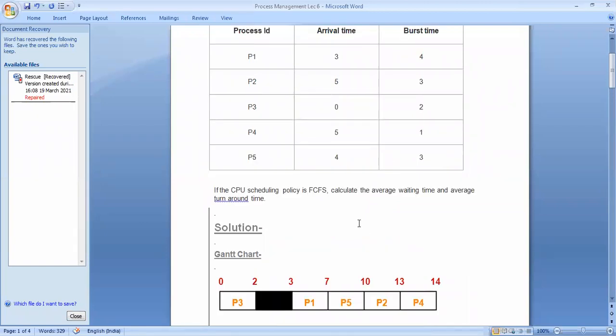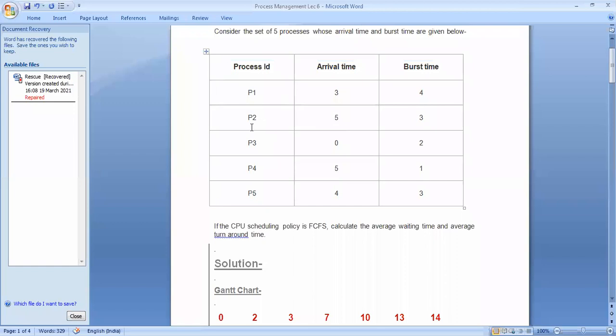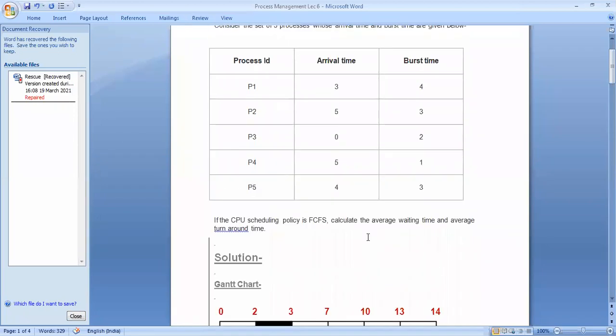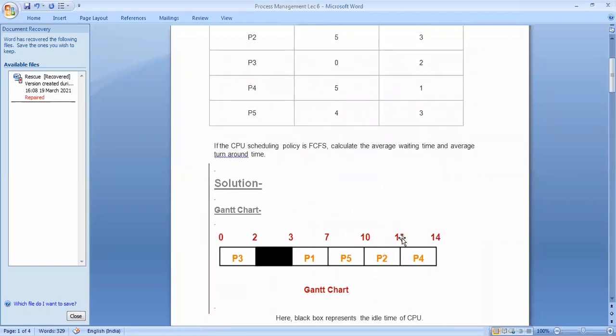Now again we'll check. In this time, two processes are ready. That means after 5 milliseconds, the P2 process is also ready, and the P4 process is also. Now which one will you decide? In that case, the process ID will be checked. So P2 process comes first, P2 then P4. And P2's burst time is 3. That's why we have written 13, and this process is 1.